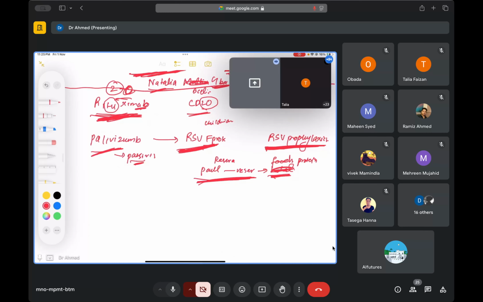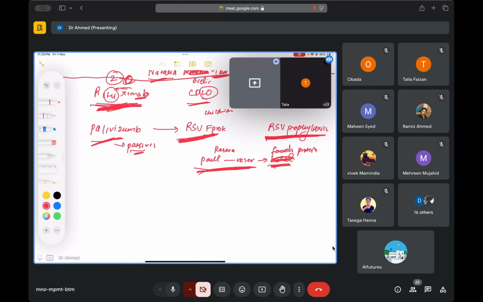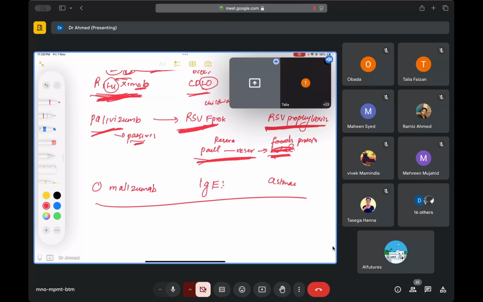So we are only left with some of the monoclonal antibodies. Then we have another monoclonal antibody. You guys are going to see a lot of MCQs related to this one, that is omalizumab, and it's going to target your IgE. Now you guys know IgE. If you remember asthma, allergic reaction, IgE is sitting on the surface of mast cells, right? What are the indications? Asthma. Okay, any mnemonic?